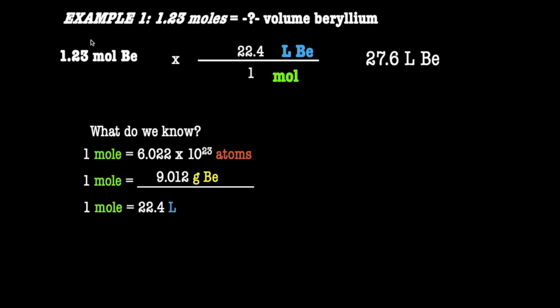Okay, so we have moles. We're starting with moles, and so we have to have moles on the bottom. Now we're using this conversion factor right here. So I have 1 mole here. I want to go to volume, so I put liters on the top, and then I fill in my numbers. So 1 goes with the mole always, and 22.4 liters goes with liters. Again, multiply across the top, divide by your bottom, and you're going to get 27.6 liters of beryllium.